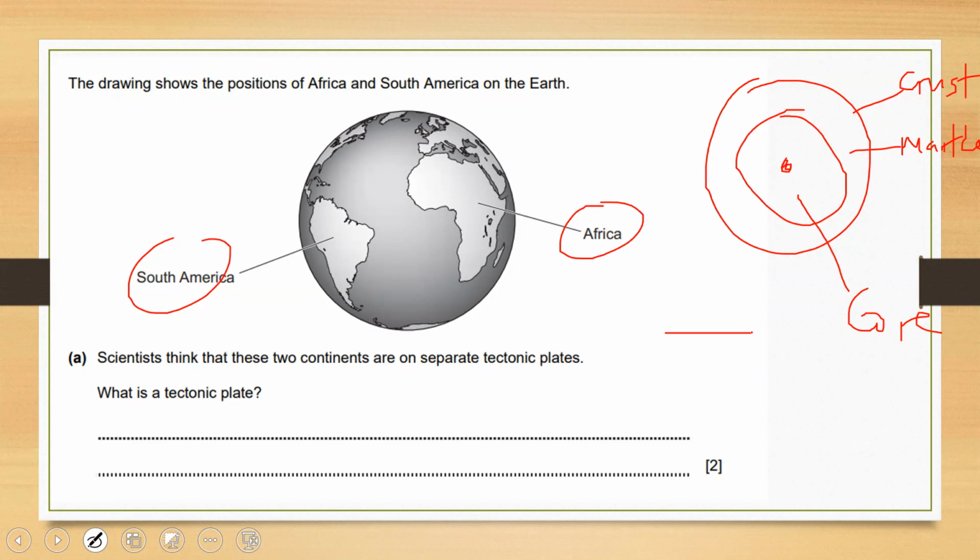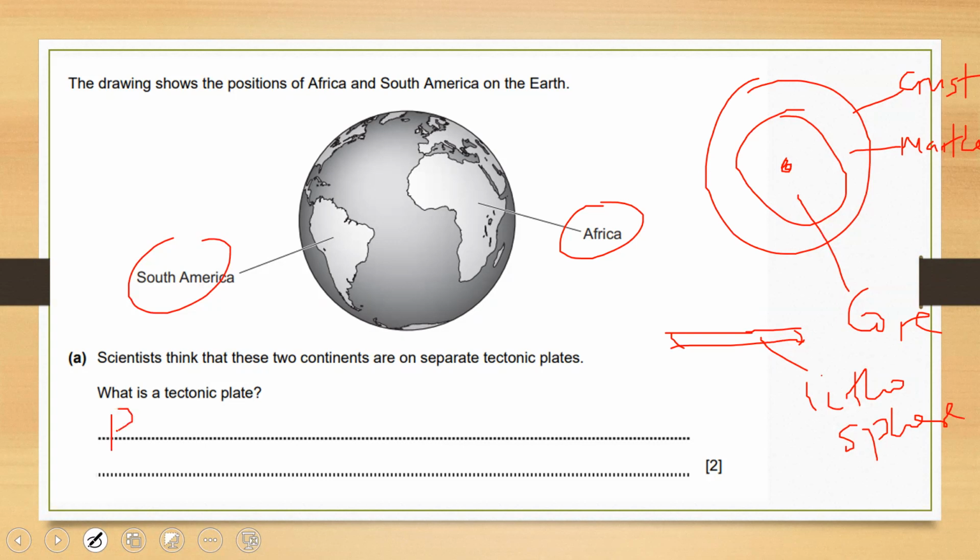So if I have the crust and the upper mantle, they make up what we call the lithosphere. This lithosphere represents a part of the earth crust, but not just the earth crust, the earth crust that is floating on the mantle.